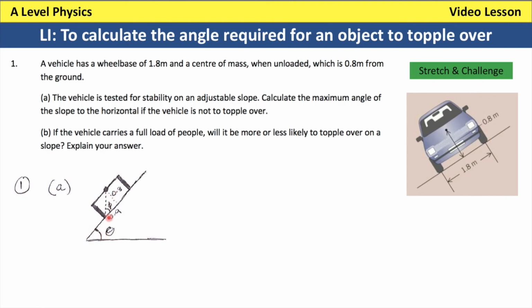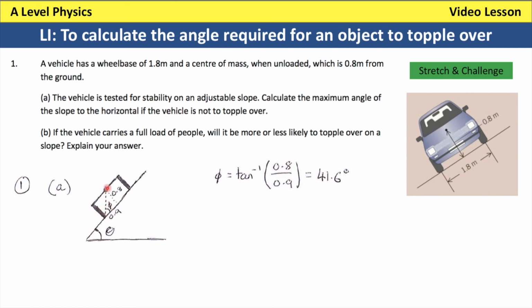So what we can work out is the angle between the wheel and the centre of mass, because we know that the two wheels are 1.8 metres apart, so therefore this distance here on this triangle will be 0.9 metres. We know that it's 0.8 metres above the actual surface, so we can work out the angle here, which I've labelled phi, by doing tan is opposite over adjacent. So that means that the angle is going to be tan to the minus 1 of 0.8 over 0.9, which comes out as 41.6 degrees.